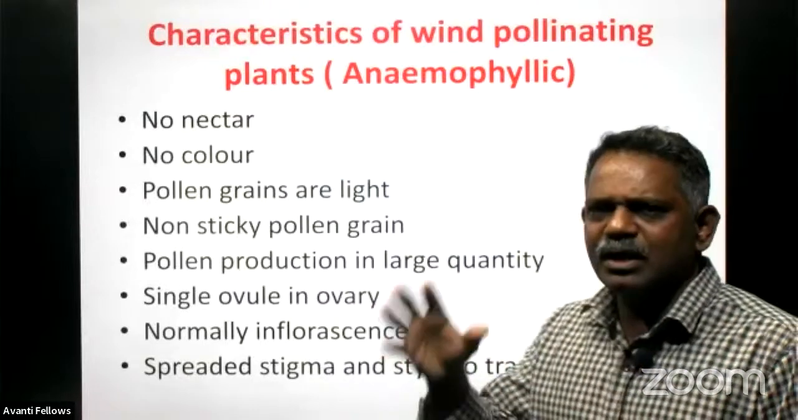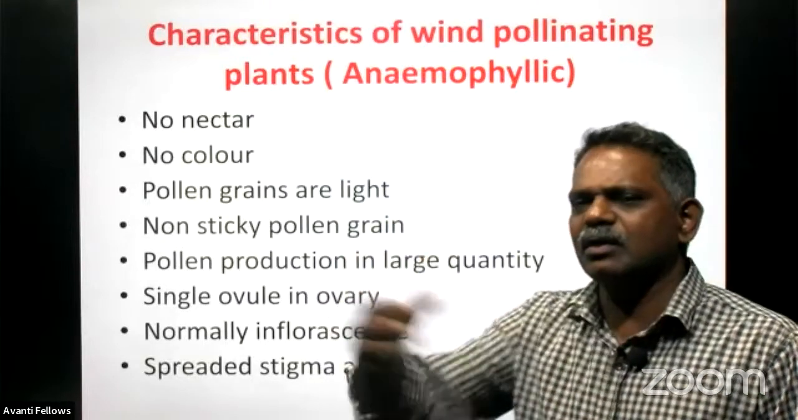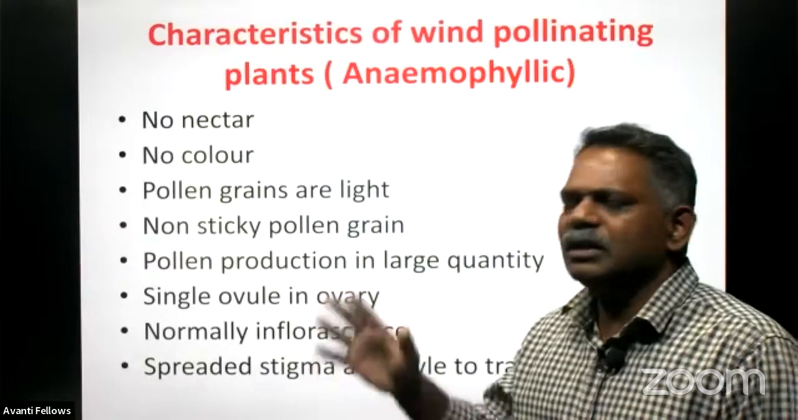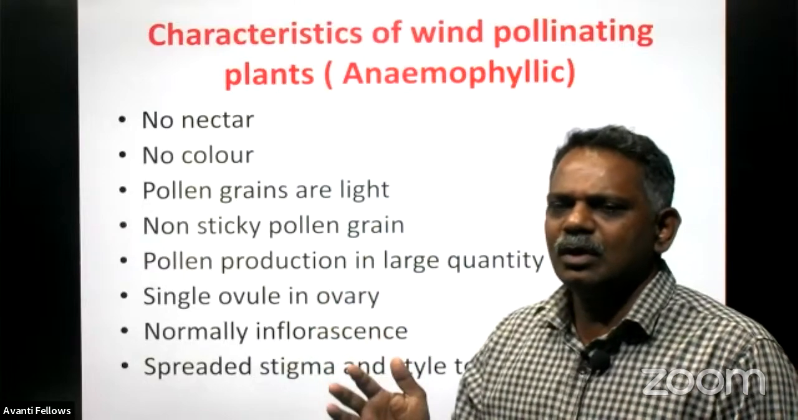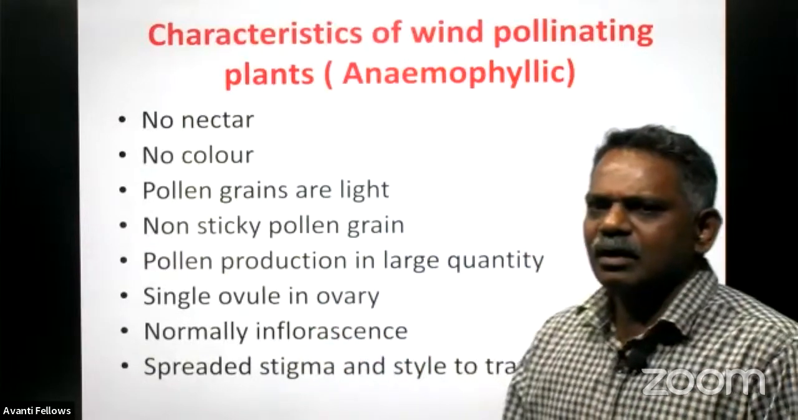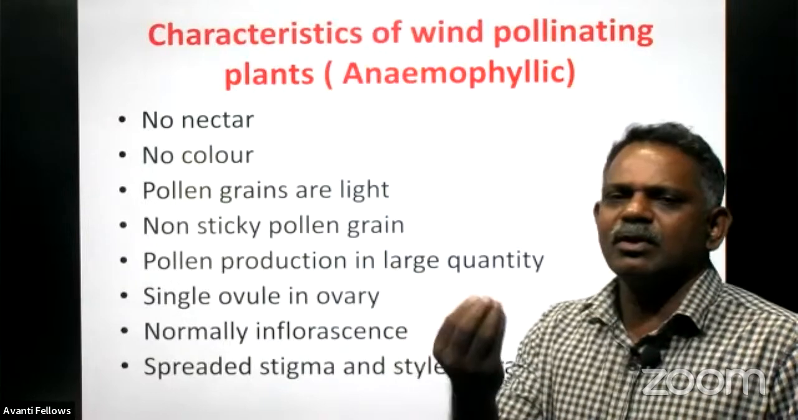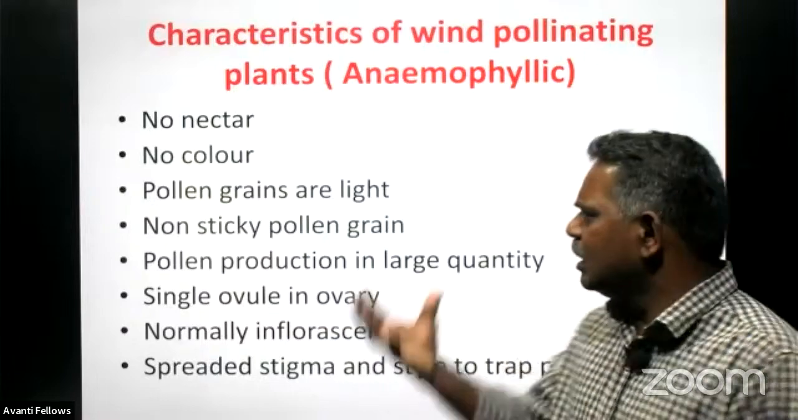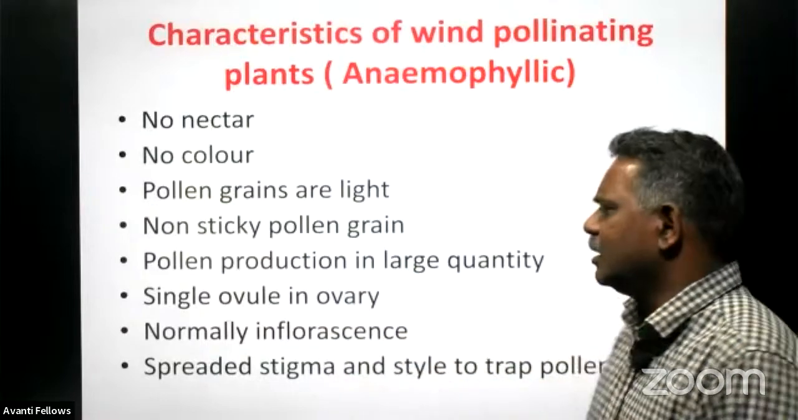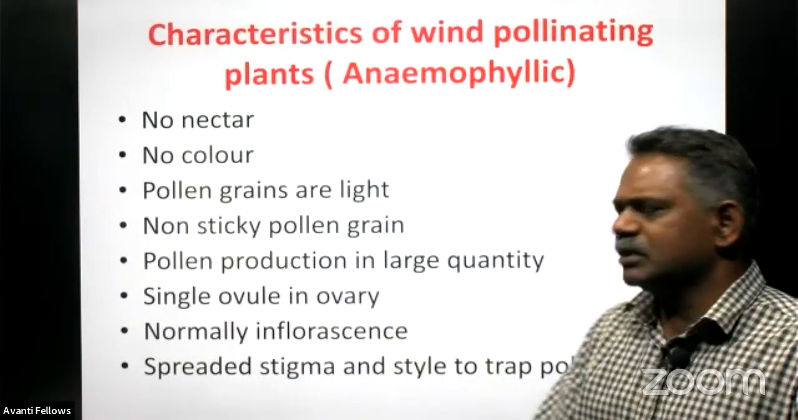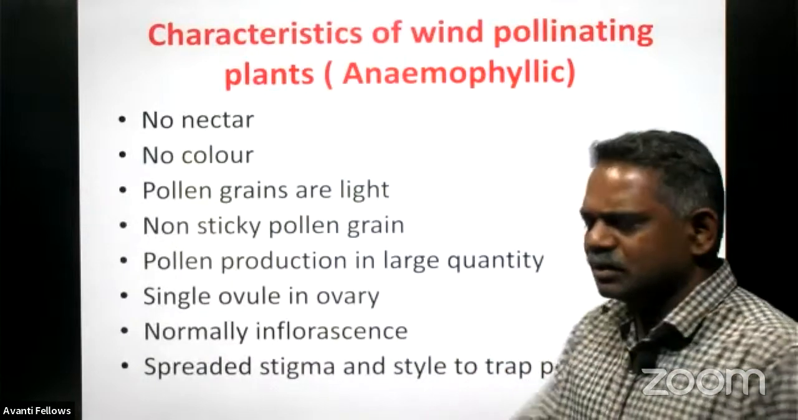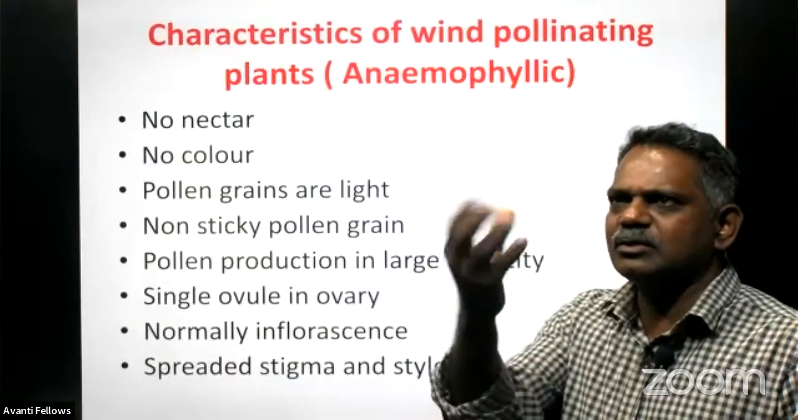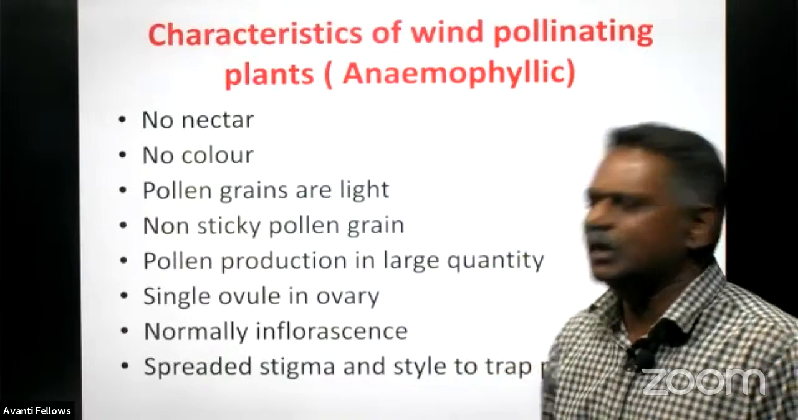Whenever wind is taking the pollen grain to the stigma region of another flower, naturally there are chances to lose a lot of pollen grains. Compared to the number of pollen grains, the female reproductive gamete, the ovum, its number is too low. And a single ovule is present in one ovary, because the chance of pollen grains sticking to the stigma region is very minimal.